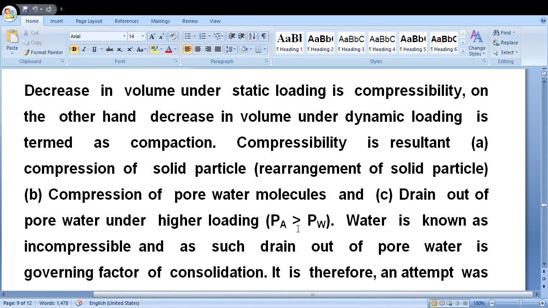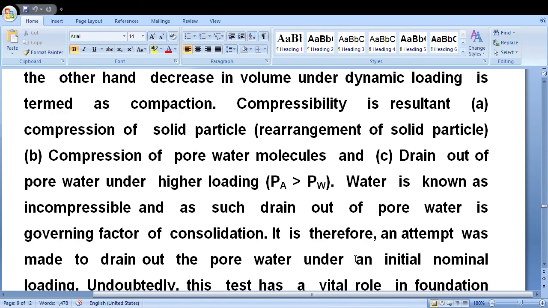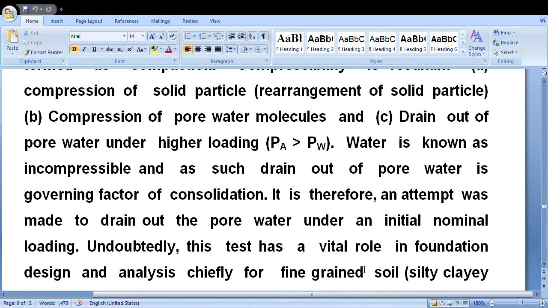Applied load should be greater than pore water pressure. But water is the most incompressible material. And as such, draining out of pore water is the governing factor of consolidation. It is therefore suggested to make an attempt to drain out the pore water under an initial nominal loading. Undoubtedly, this test has a vital role in foundation design and analysis, simply for fine-grained soil, silty clay soil.